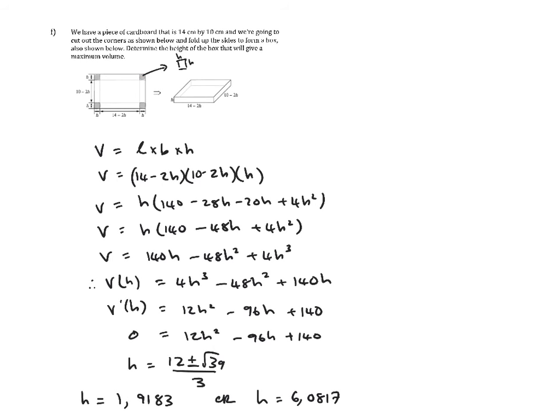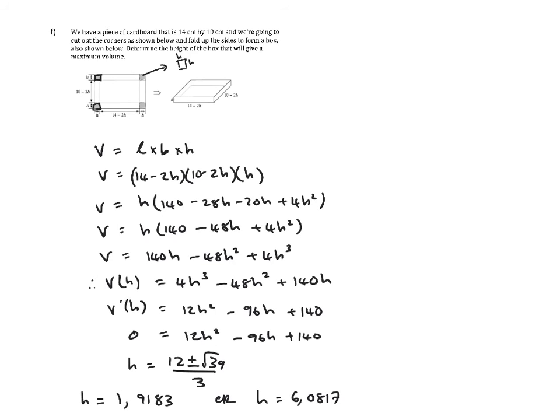Okay, let's look at the next one. F. So you've been given a cardboard of 14 by 10, and then you're going to cut out those corners, all right, of h squared each. So in other words, that h and that h, and so on, so all of those.